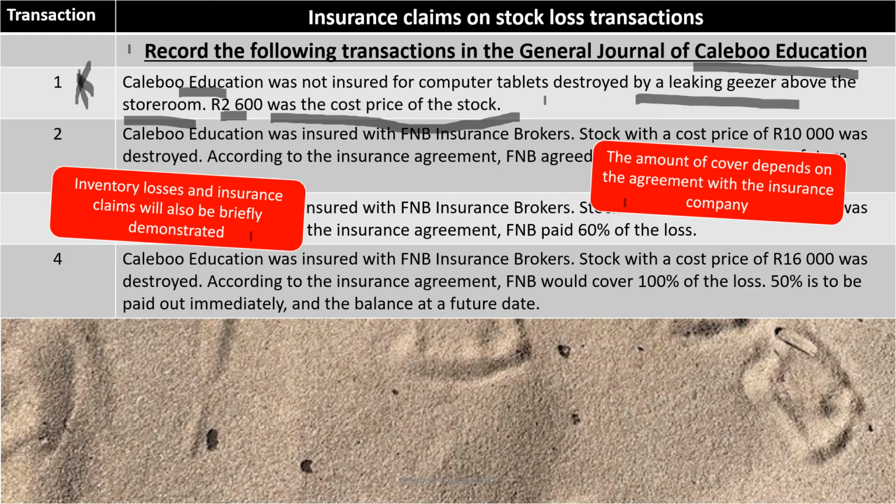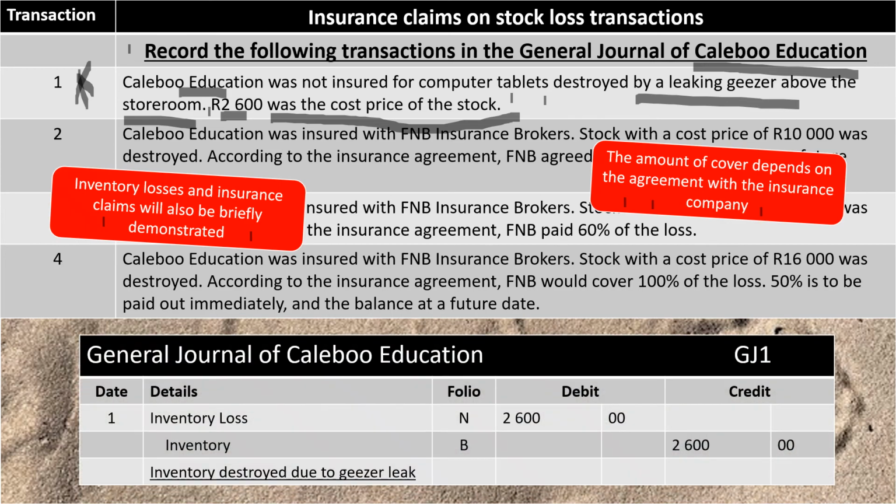Inventory losses and insurance claims will also be demonstrated here. The amount of cover depends on the agreement with the insurance company. So our first scenario is that we weren't insured and stock to the value of 2,600 at cost price was destroyed. It's actually quite an easy transaction. We open up a new account. This one we're going to call inventory loss. You can call it stock loss.